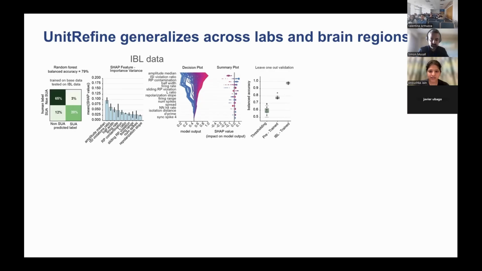And then we also saw that if we test on IBL data, which means that we train on the IBL dataset and predict on the IBL dataset, then the performance shoots up. So what that means is if you're using UnitRefine, you can use the data from our lab and predict on your own data. If it's the same species, it works really well. But if you want better performance, then it's probably good to also retrain it.